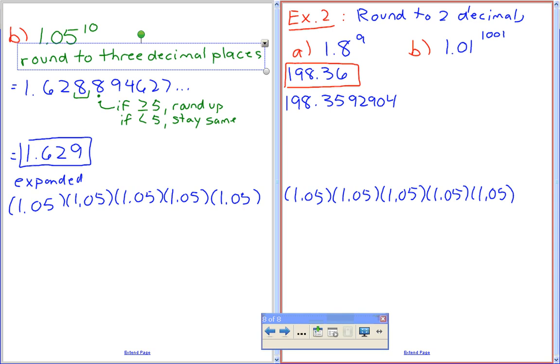The reason I went to 3.6 is because you looked at 3.5, the next digit's a 9, so you rounded it up to 3.6. Okay. Good. All right, Cody, 1.01 to the 1,000.